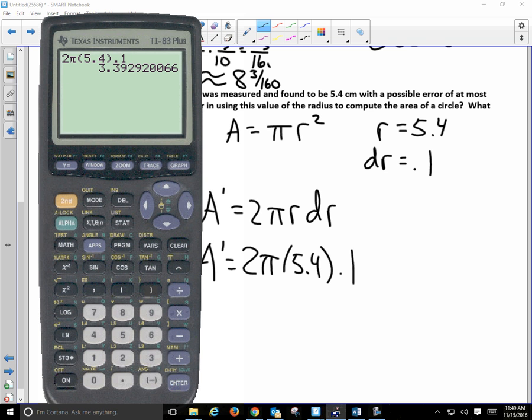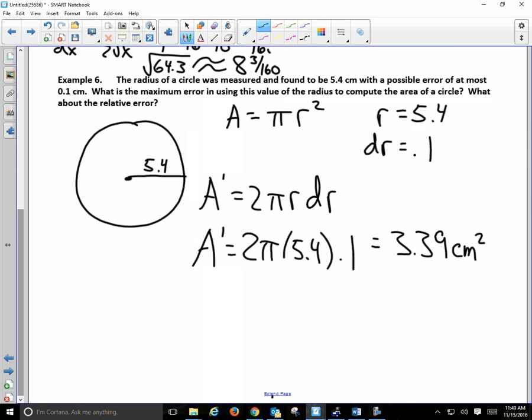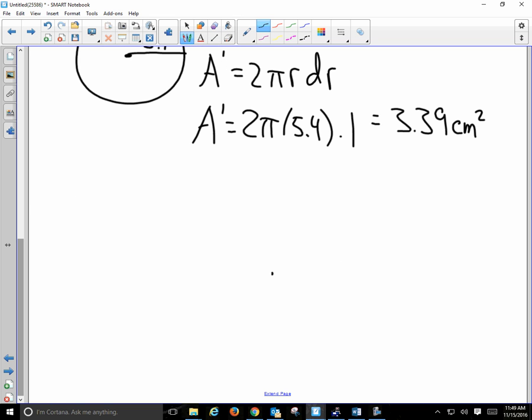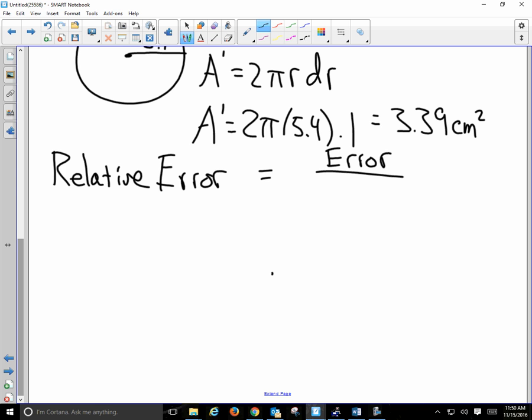I get 3.39. We're measuring area, so what should my label be? Centimeters squared. And, you know, the question is, how much is that? Is that a big deal or is it not? Well, the way we calculate what we call relative error and decide if it is a big deal or not is we take the error and divide it by the measured. In this case, it's measured area.